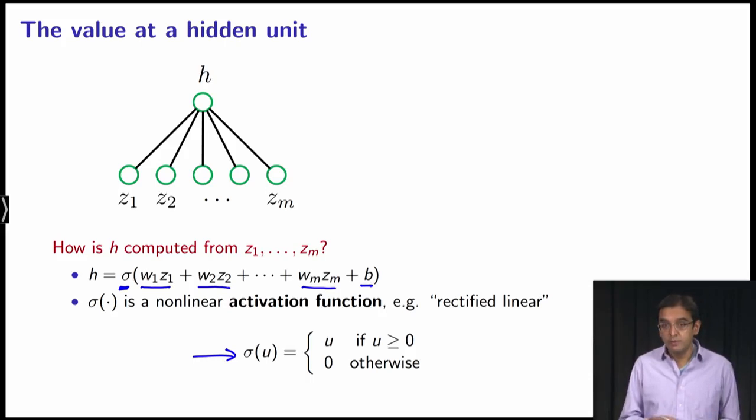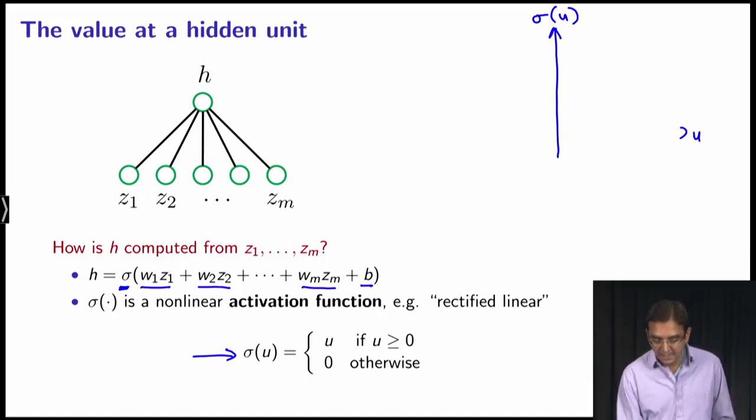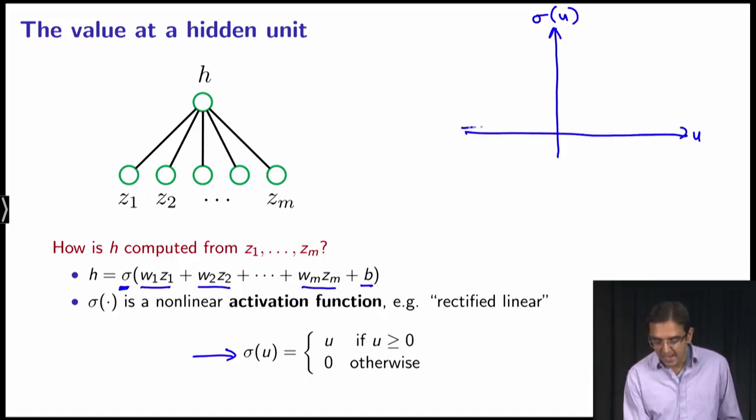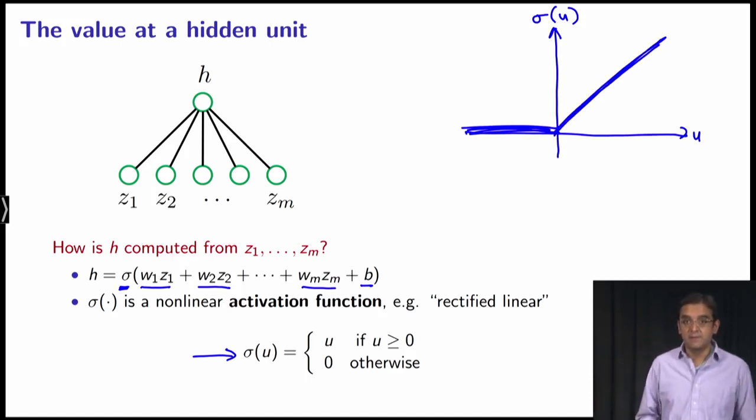If we were to draw a graph of this, it would look something like this. We have a number u, and we want to compute the rectified linear function of u. If u is negative, we return 0. And if u is positive, then we just return u. So we get something like this.